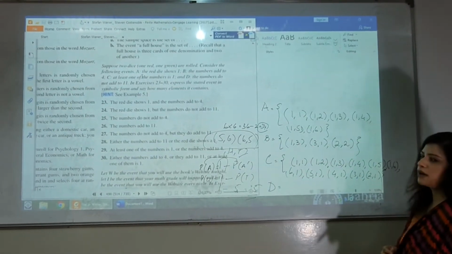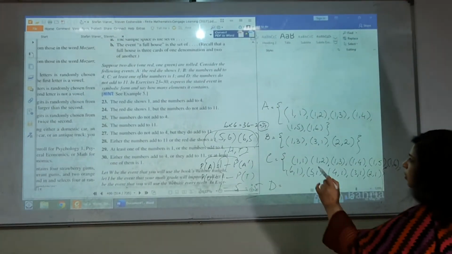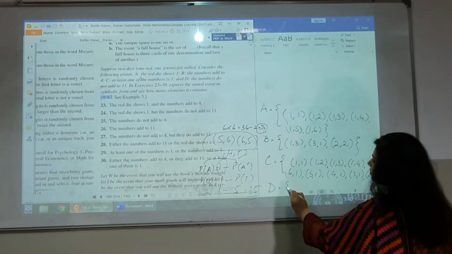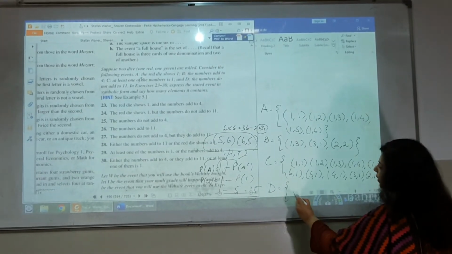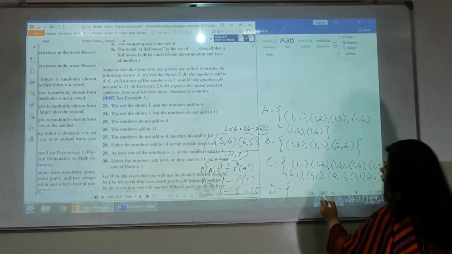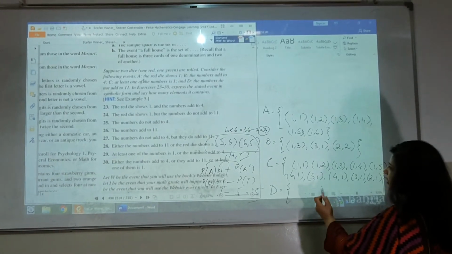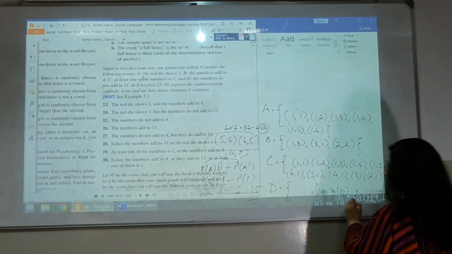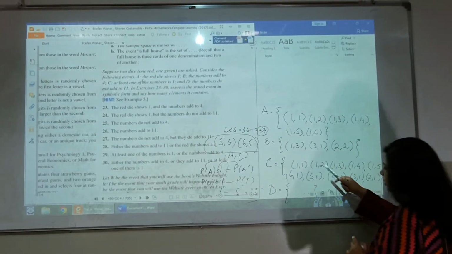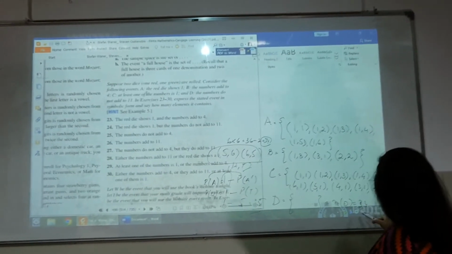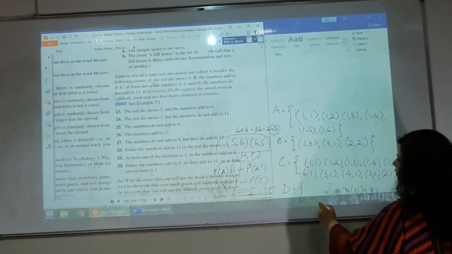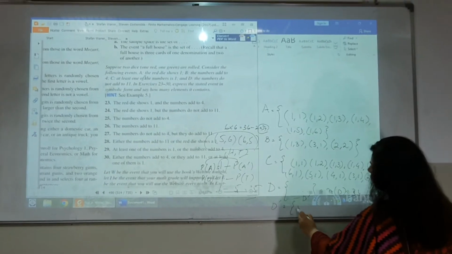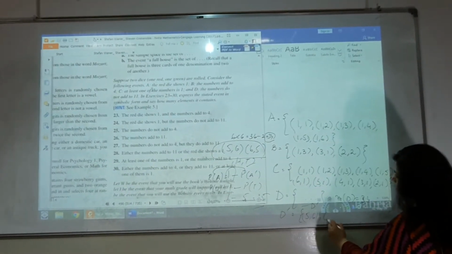All these numbers do not add to 11 except 5, 6. So now I need to narrate all the numbers which are not included in this. So this is basically n(D) would be 34. So you can just have all the numbers from 1, 1 minus the D complement. In this case the D complement would be 5, 6 and 6, 5.